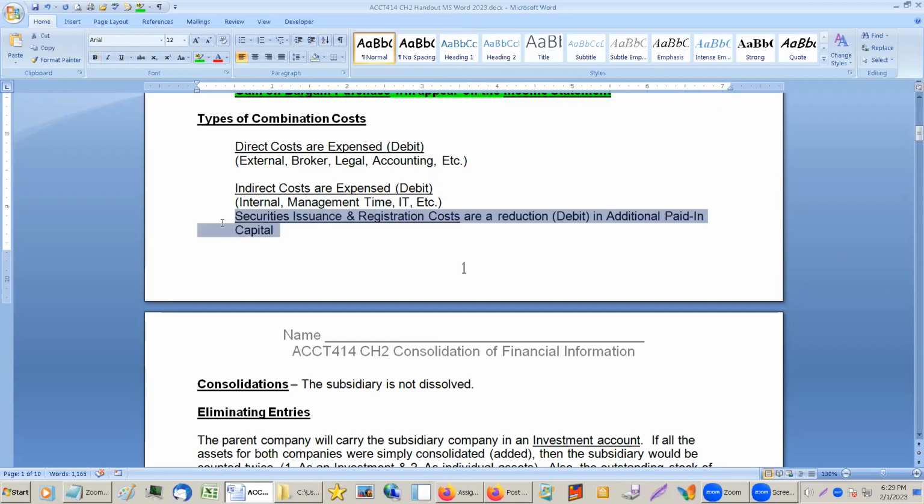Okay, securities and insurance issuance and registration costs are a reduction in the debit and the additional paid in capital. We're not going to get too much into this. Don't worry too much about it.